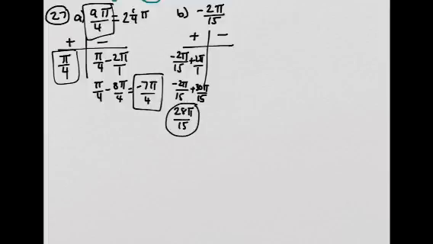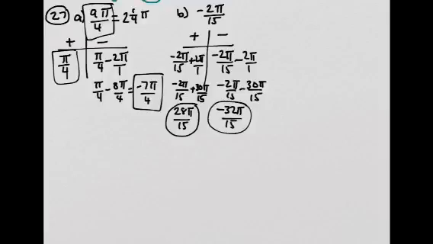To get a negative angle, negative 2 pi over 15 minus 2 pi. Same thing, negative 2 pi over 15 minus 30 pi over 15. So that gives you negative 32 pi over 15. So that's my negative angle. So these two that I circled and this one, those are all coterminal.